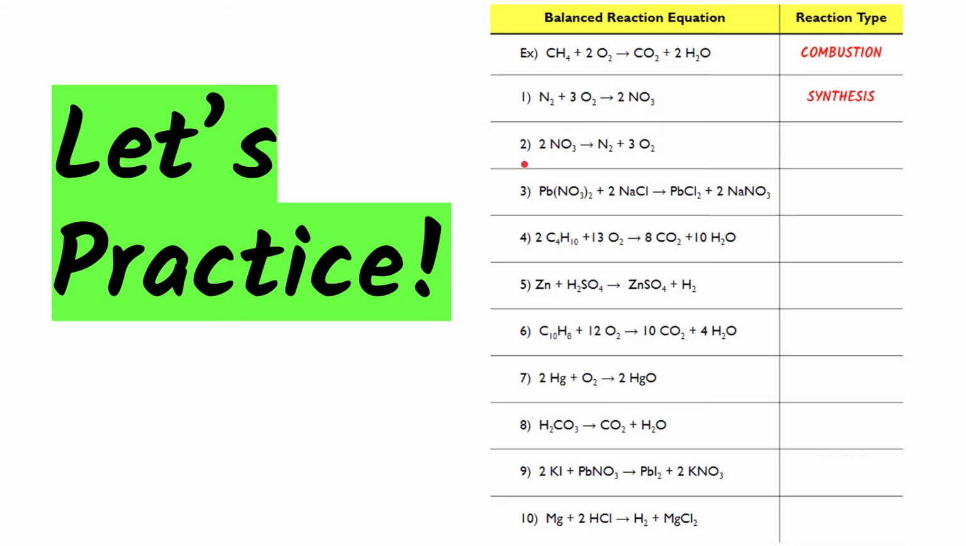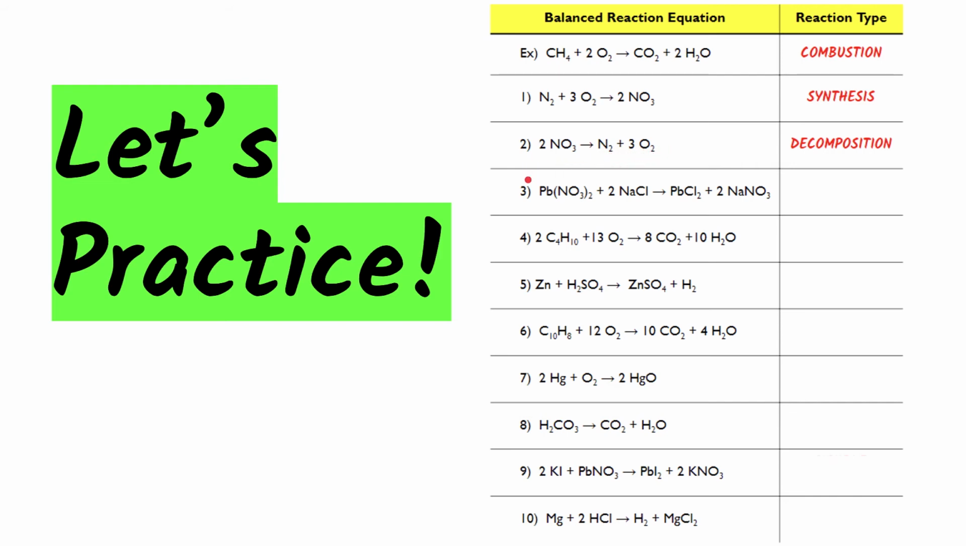Number 2 is the exact opposite of the reaction that we just did. Did you notice that? I've got NO3 becoming N2 plus O2. This is a decomposition reaction, the opposite of putting pieces together to make one new product. Synthesis is putting pieces together; decomposition is taking one substance and breaking it apart to make 2 products. Think about it when you think about decomposing food.